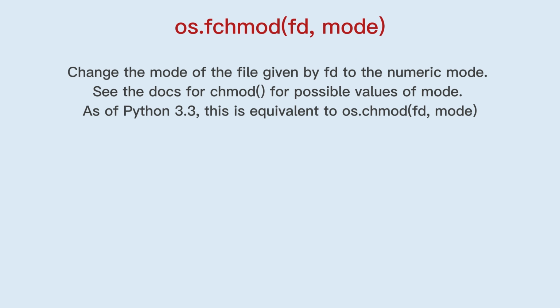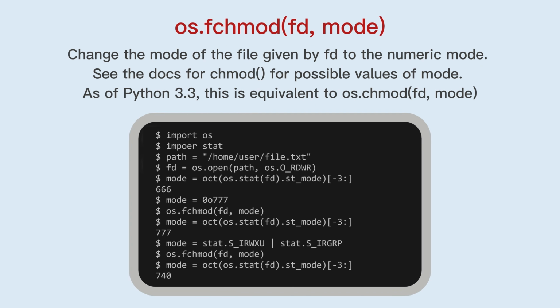os.fchmod. Change the mode of the file given by fd to the numeric mode. See the docs for chmod for possible values of mode. As of Python 3.3, this is equivalent to os.chmod.